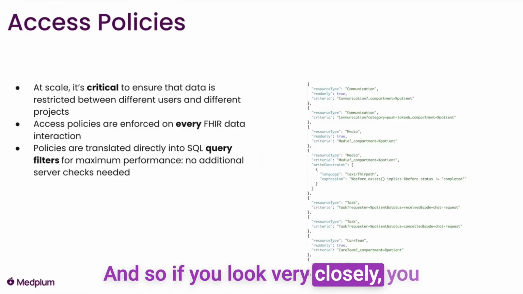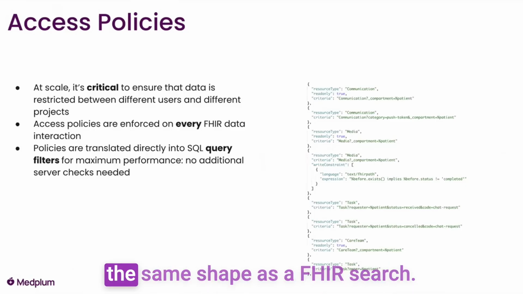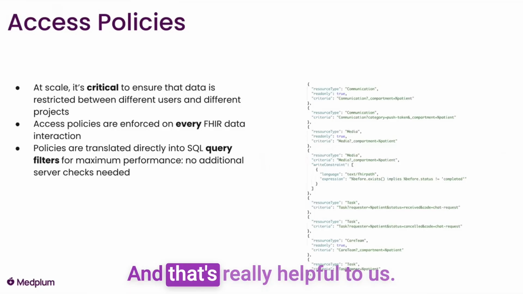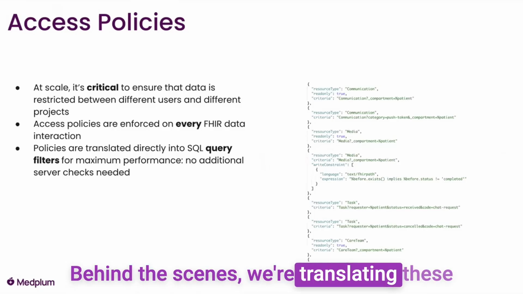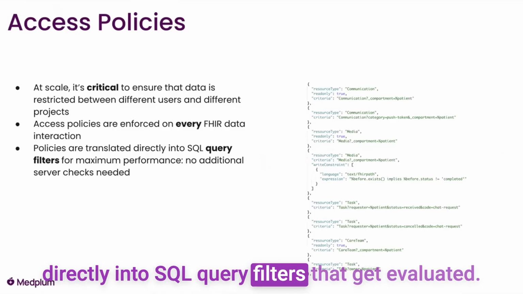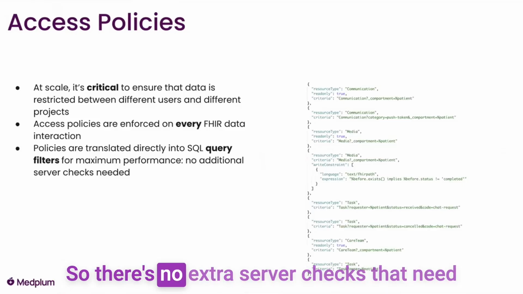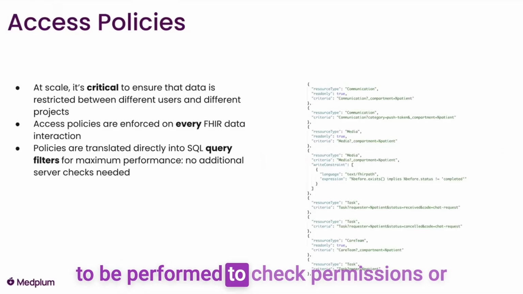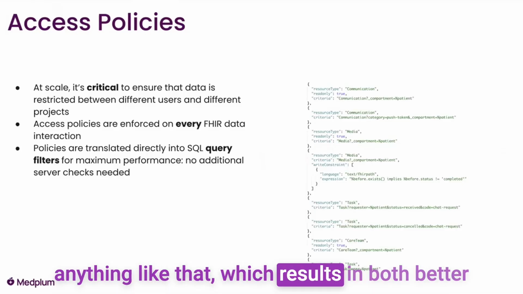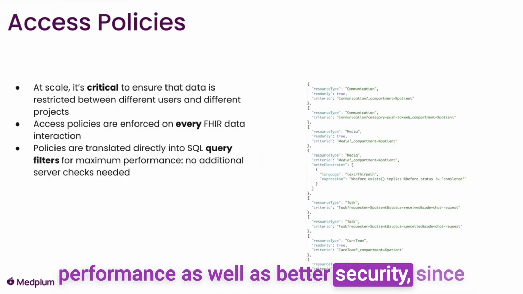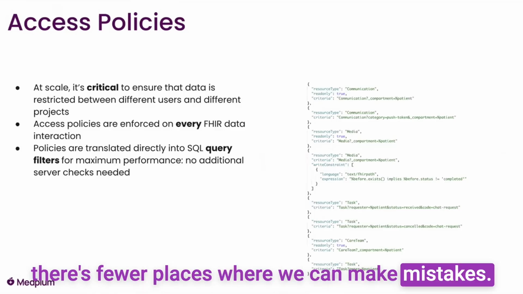So if you look very closely, you can see that a lot of these criteria have the same shape as a FHIR search. And that's really helpful to us. Behind the scenes, we're translating these directly into SQL query filters that get evaluated at the same time as the other search filters. So there are no extra server checks that need to be performed to check permissions or anything like that, which results in both better performance as well as better security, since there are fewer places where we can make mistakes.